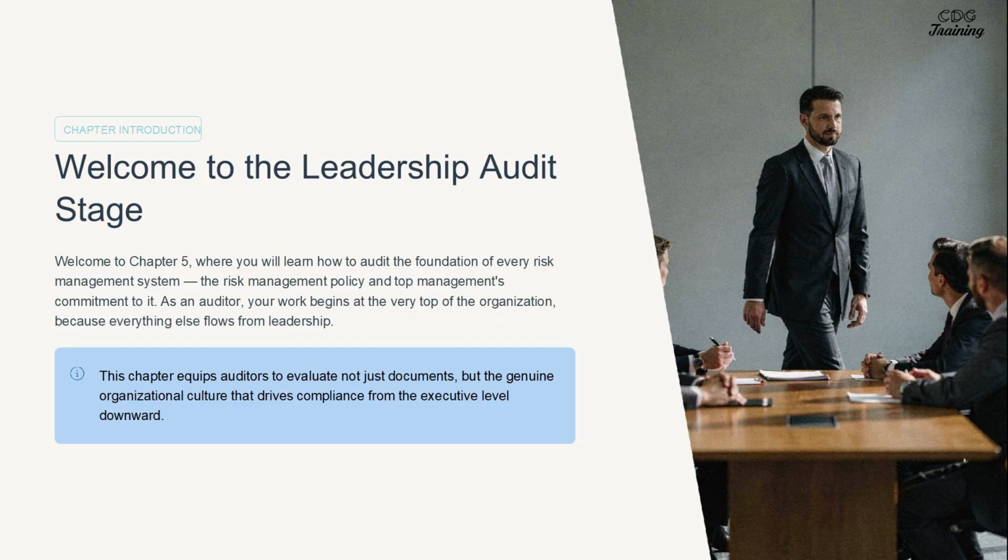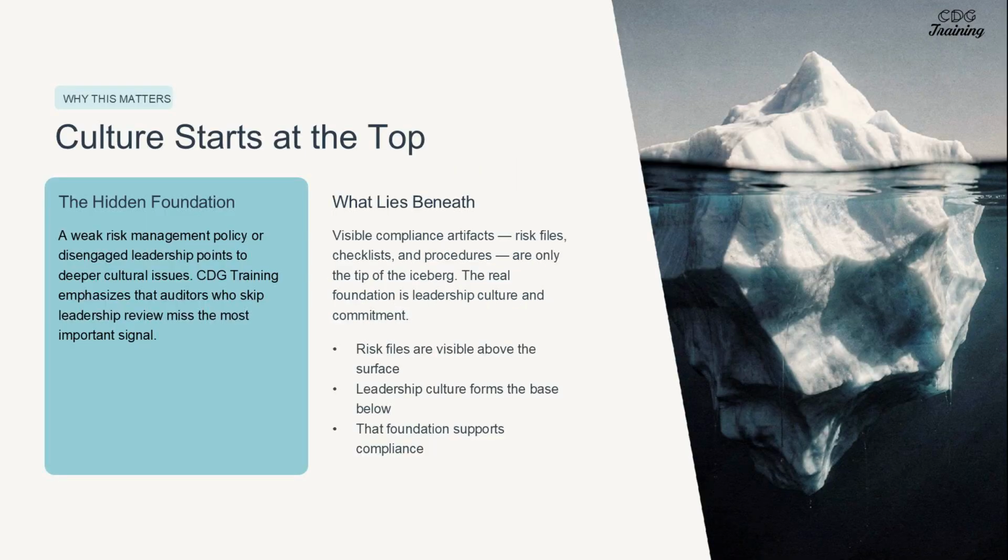This chapter equips auditors to evaluate not just documents, but the genuine organizational culture that drives compliance from the executive level downward. A weak risk management policy or disengaged leadership can lead to deeper cultural issues. The real foundation is leadership culture and commitment, which supports compliance and drives the organization forward.